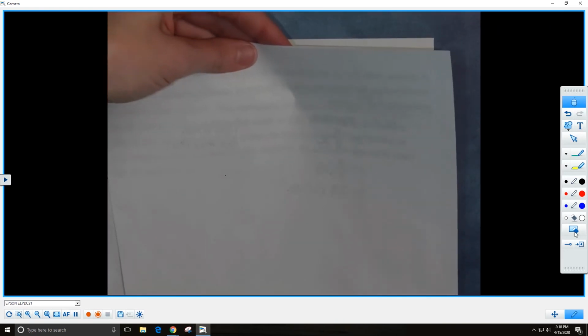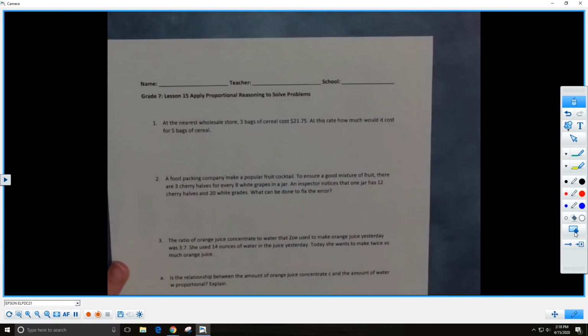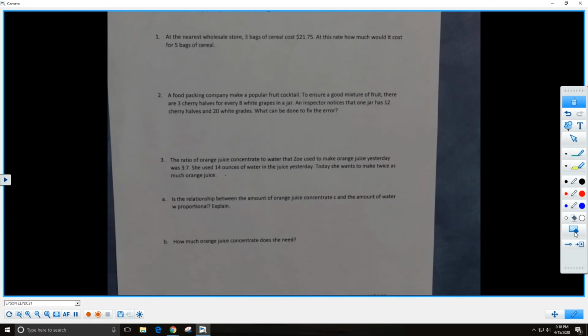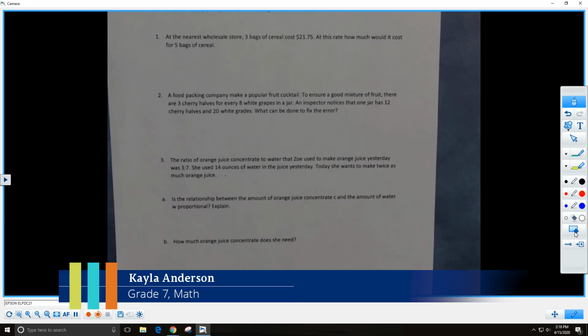Great work today, 7th grade. Today we worked on how to use constants of proportionality in order to solve some problems and write equations. You really did a great job today.